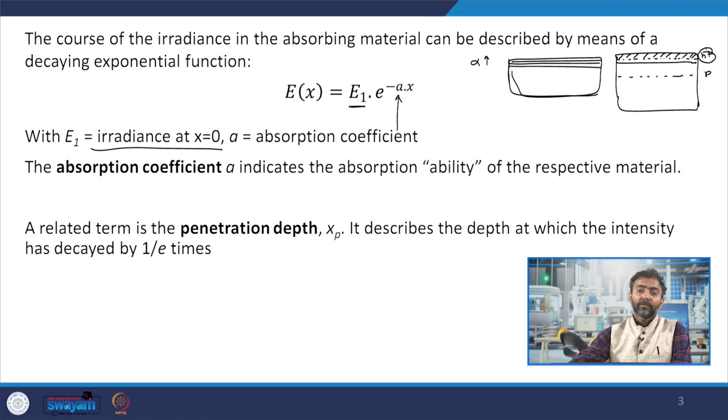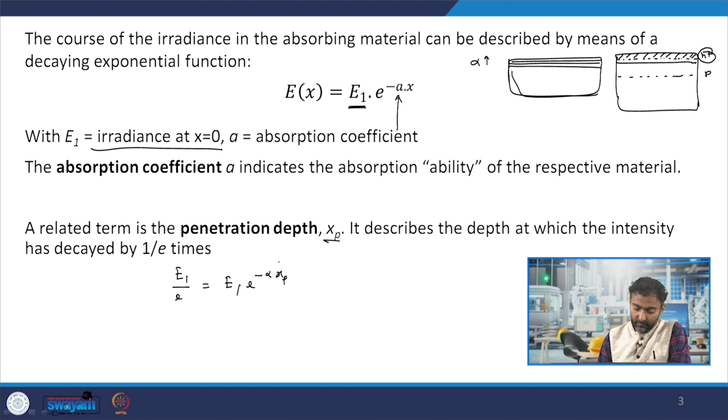Therefore, to quantify this particular phenomenon, we use a related term, which is known as the penetration depth, or XP. Penetration depth describes the depth at which the intensity of radiation has decayed by 1 by e times. So if E1 was the incident radiation intensity at the top surface of the solar cell, XP is the depth at which the radiation intensity has become E1 by small e. And we can do a quick derivation. At depth XP, my radiation intensity by definition is E1 by small e, and this is equal to E1 e to the power minus alpha XP.